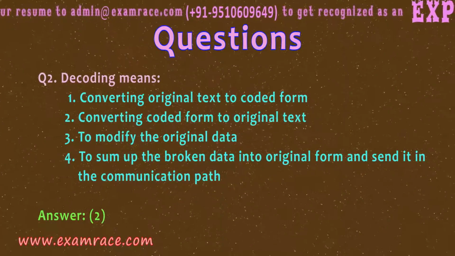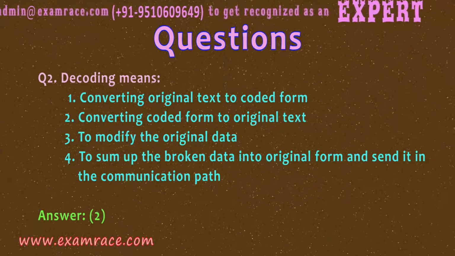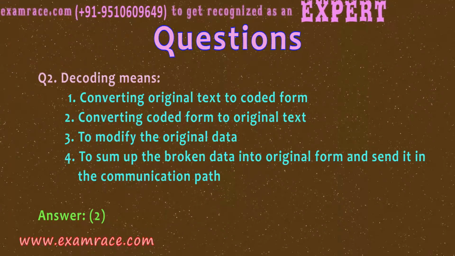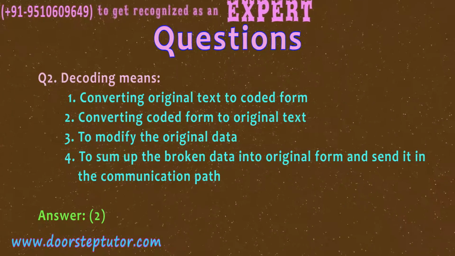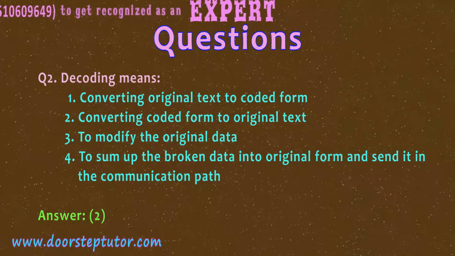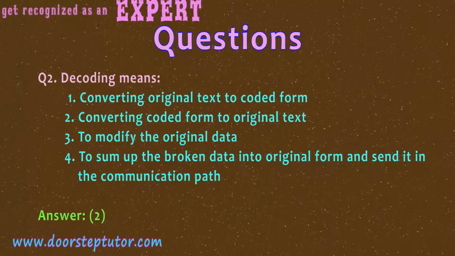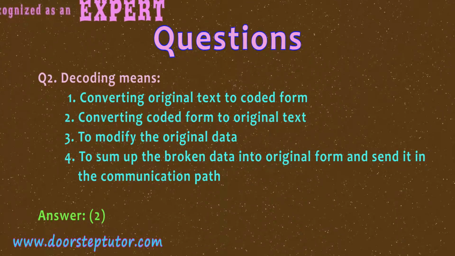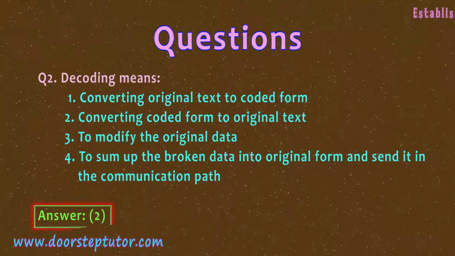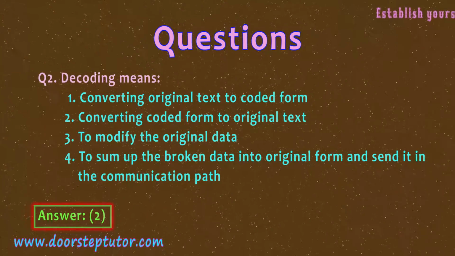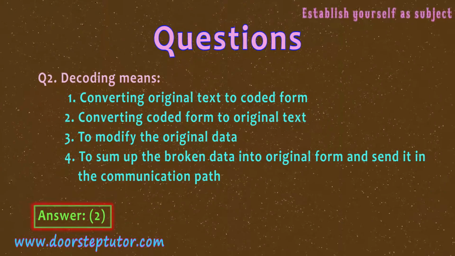Our second question is, decoding means. We have to define decoding. The first option, converting original text to coded form. Second, converting coded form to original text. Third, to modify the original data. Fourth, to sum up the broken data into original form and send it in the communication path. So what is the answer? Option number 2, that is converting coded form to original text. This is the process of decoding.